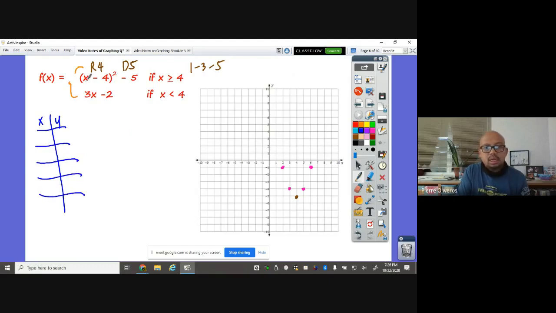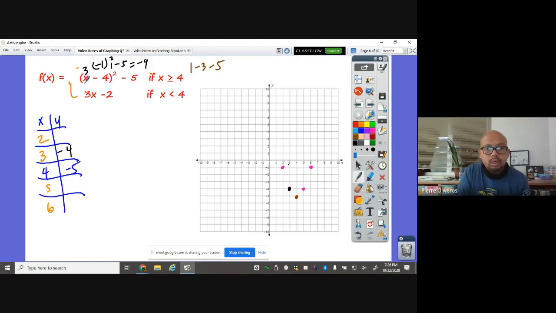The vertex there is (4, -5). So if I pick two numbers before 4, they will be 3 and 2; after will be 5 and 6. So I'm going to plug in my x value here. If I plug in 3, 3 minus 4 is -1. -1 squared is 1. 1 minus 5 is -4. So this is -4. Look, where's (3, -4)? (3, -4), right there. Okay, so it's the same thing.